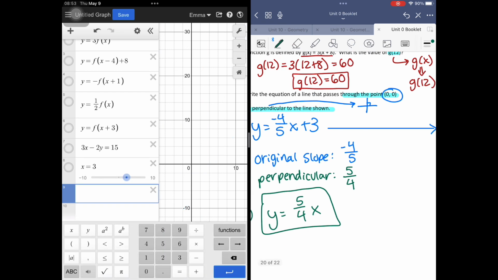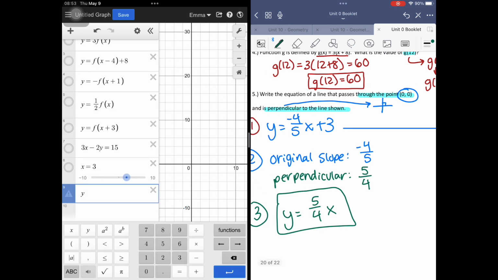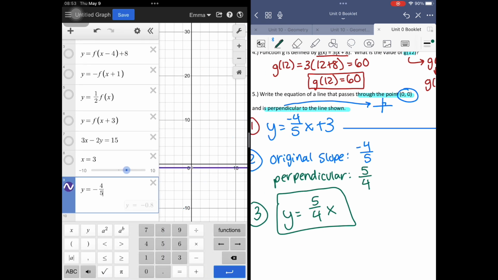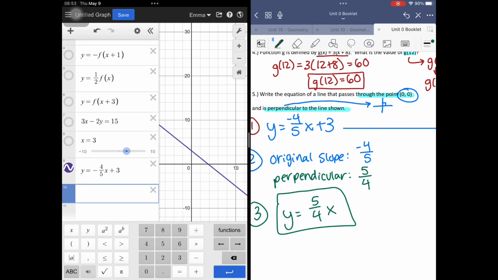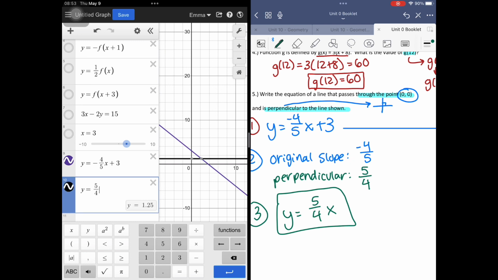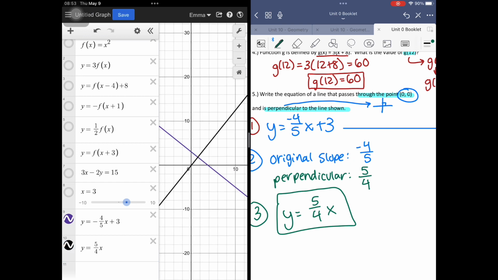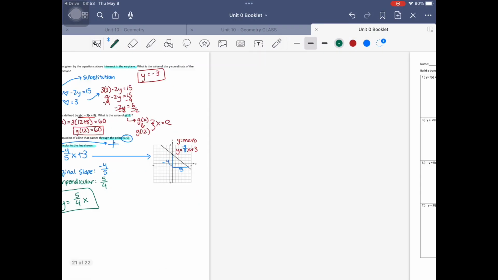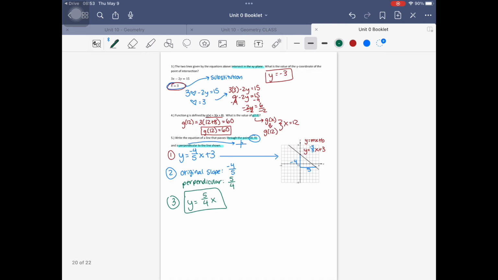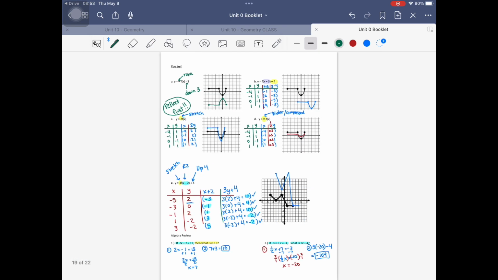Let's do the first one we had. We had y is equal to -4 divided by 5 x plus 3. And then our next one is y is equal to 5 divided by 4 x. Perfect. It goes through 0, 0, and they are perpendicular. It makes a 90-degree angle. So those are good for all our notes right there.